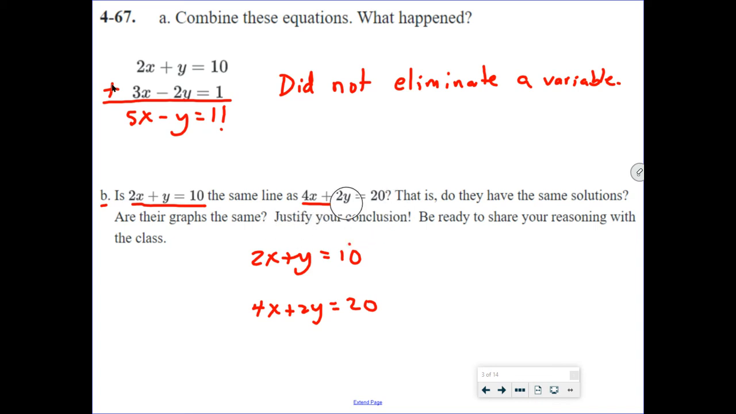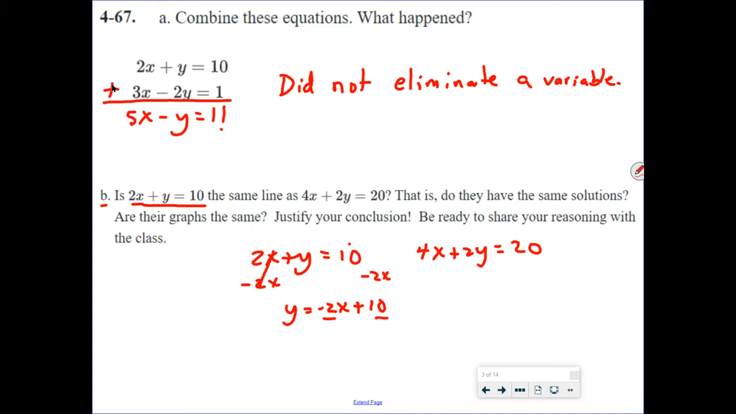Let's see if they give me the same line. How could I check to see if they give me the same line? Well, what I could do is, let's solve for y. So if I do minus 2x and minus 2x, I get y equals negative 2x plus 10. Okay, so I see my slope is negative 2, my y-intercept is 10.